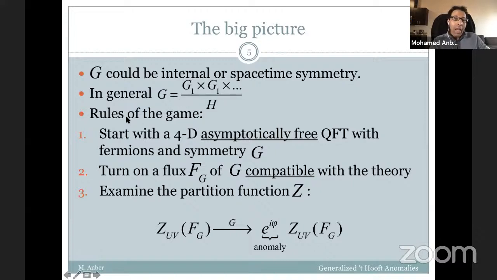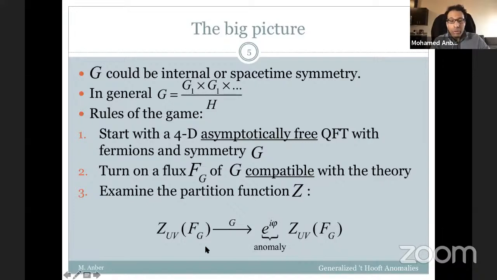Then I'm going to play a game, and here are the rules of the game. First, I will start with a well-defined four-dimensional asymptotically-free gauge theory with fermions in a general representation and symmetry G. Then I will turn on a flux F sub G of the symmetry G that is compatible with the theory. And I will try to make this flux as general as possible and compatible. And this is a key word here, because I cannot just turn on any flux. It has to be compatible with my theory. Then I will examine the partition function Z in this background flux as I perform a global transformation with G or one of its subgroups, G1 or G2, etc. If the partition function picks up a phase or a c-number, then we say that this is the 't Hooft anomaly.